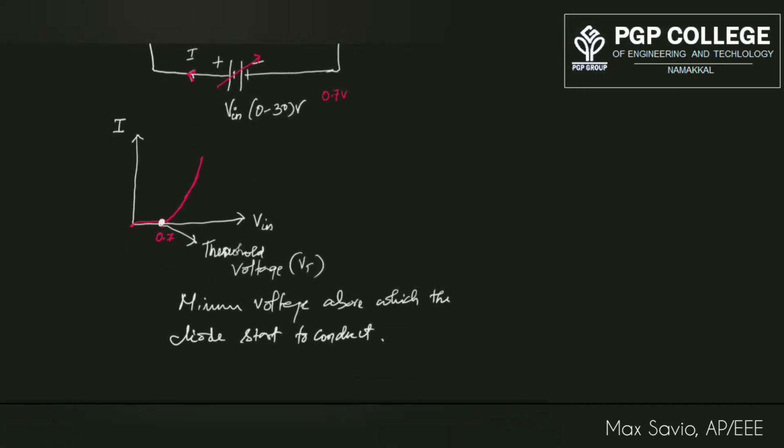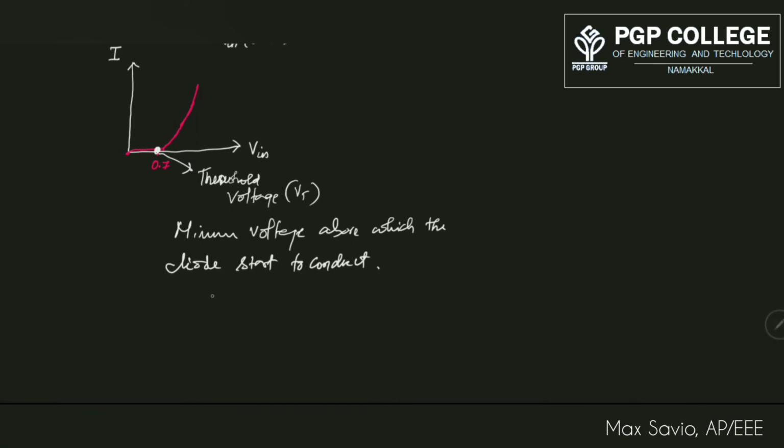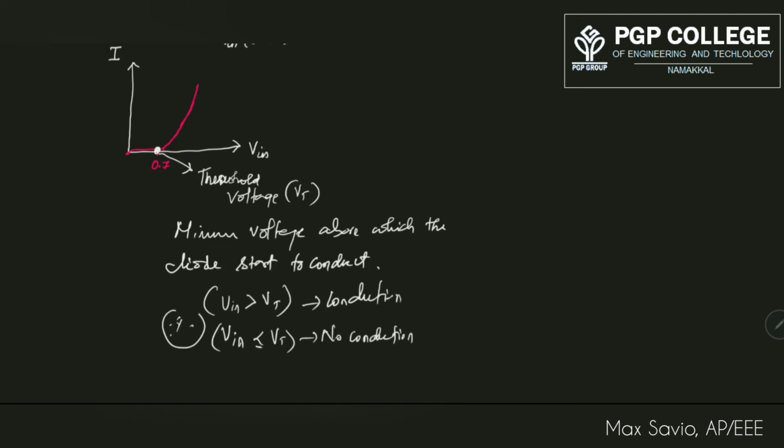Usually conduction starts when your input voltage is greater than VT. If Vin is less than or equal to VT, there is no conduction. This is the important point in the forward bias condition.